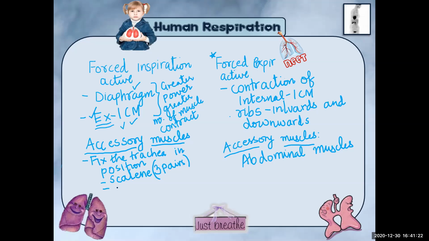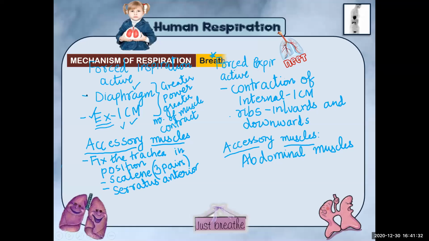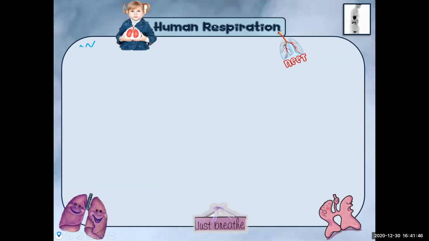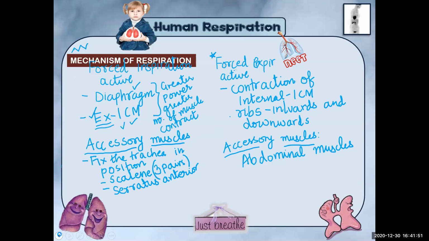Then there is one pair of serratus anterior. Serratus का मतलब होता है tooth margin. Serratus का मतलब होता है जिसकी मार्जिन ऐसे हो. Okay? Margin ऐसी हो, serratus.